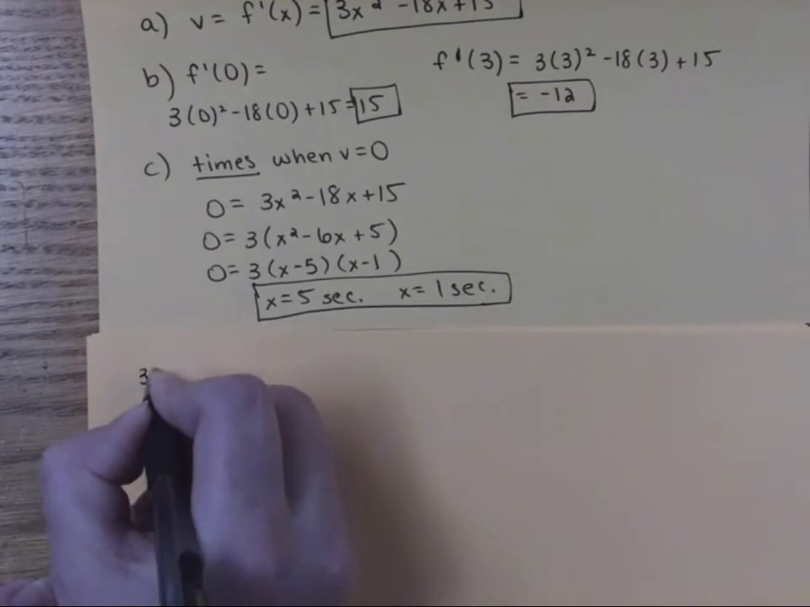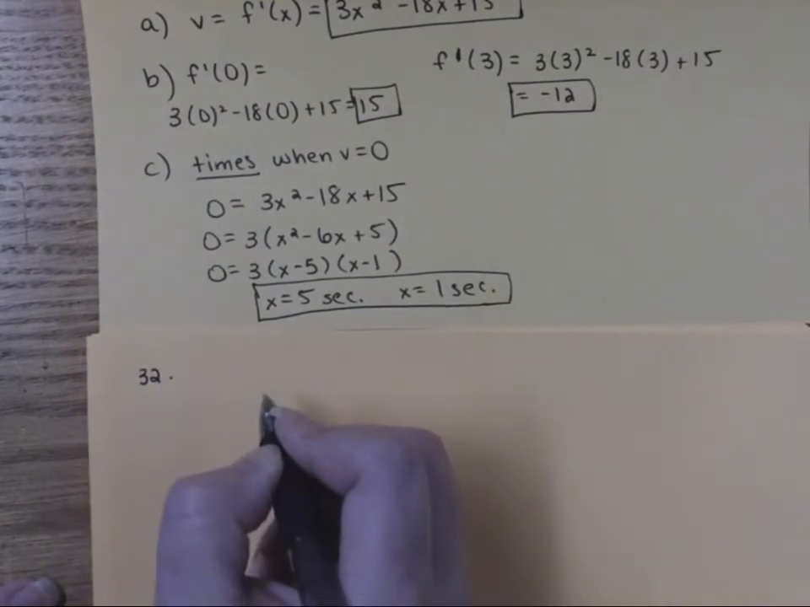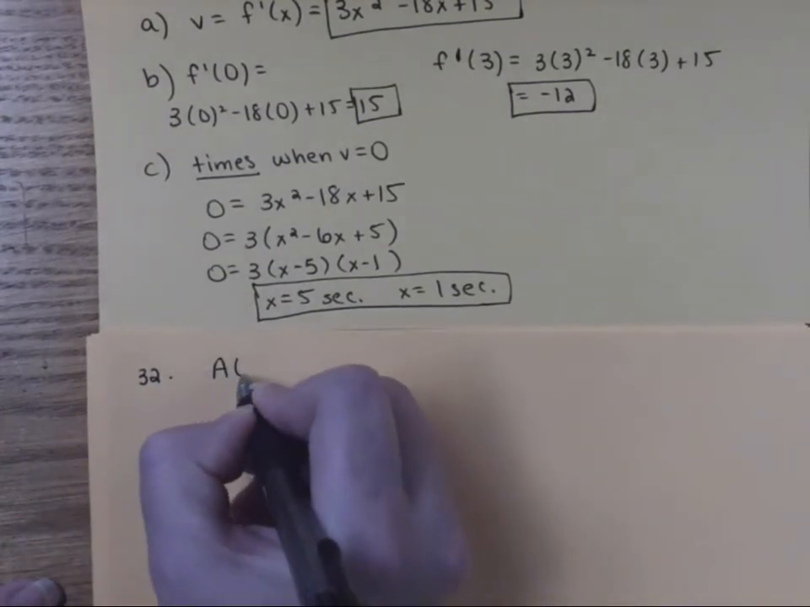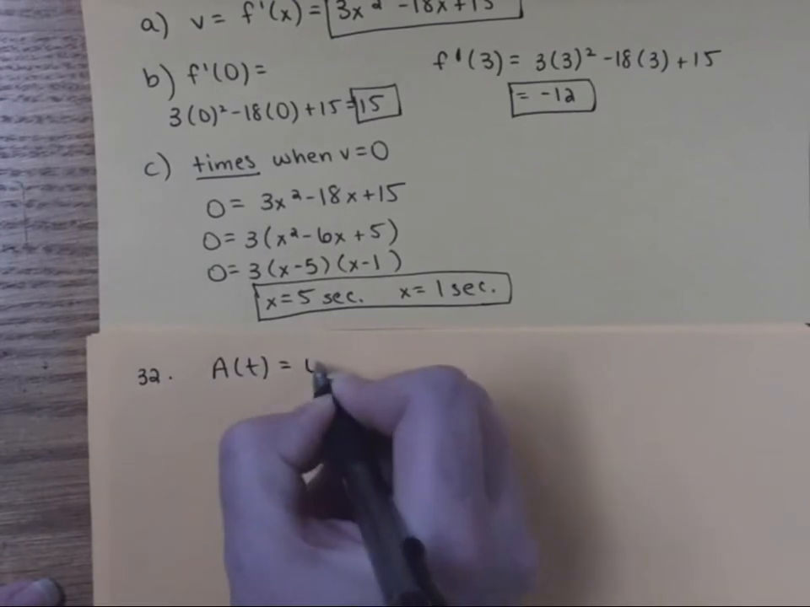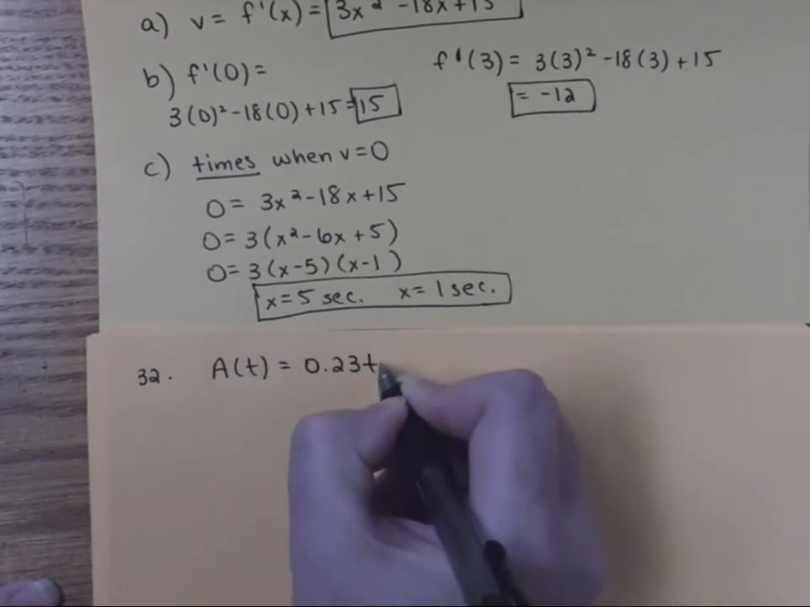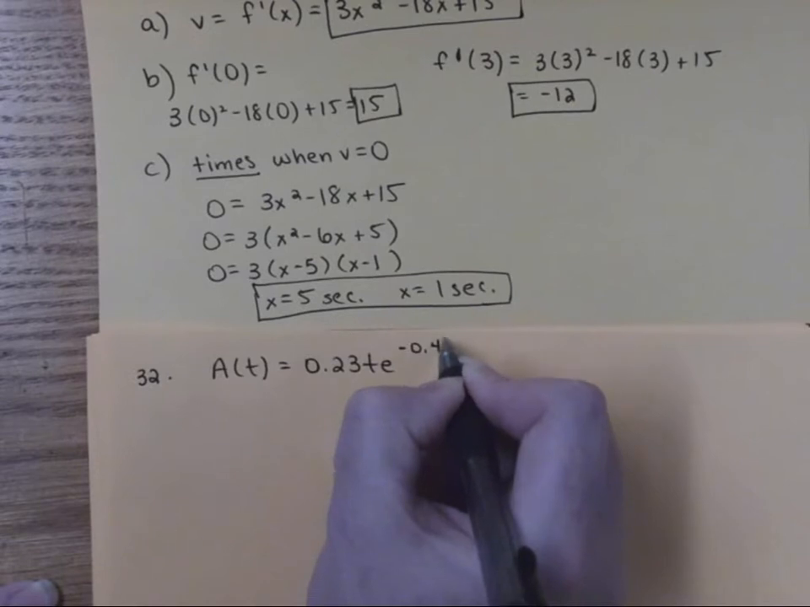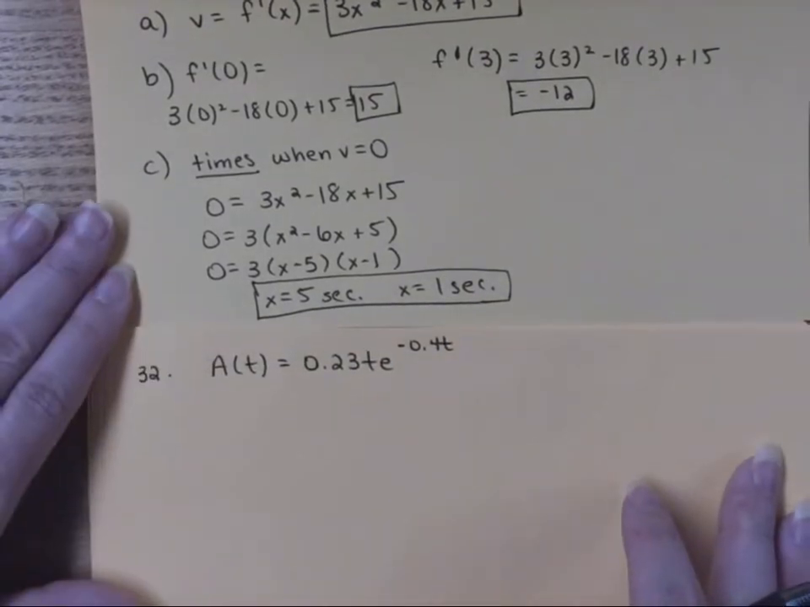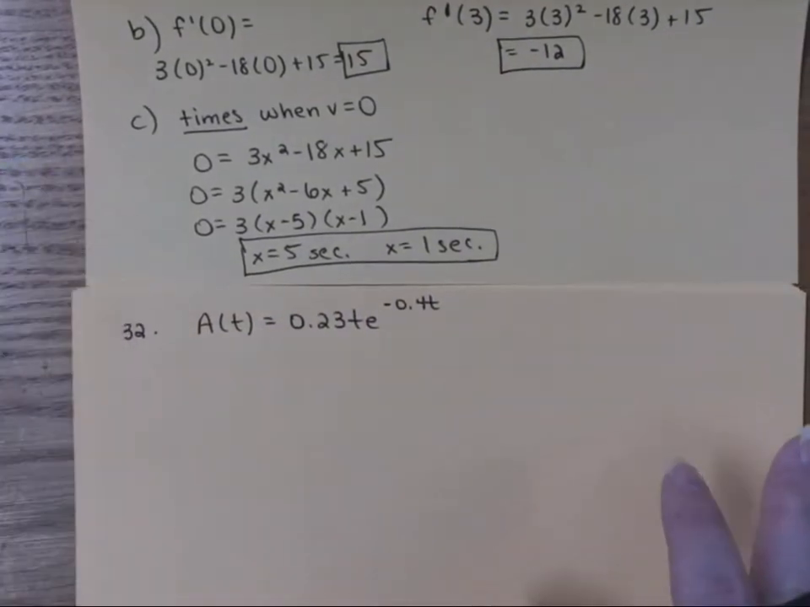Same thing with number 32. You don't really have to know your alcohol to be able to do number 32. You do have to be able to recognize when should I use a derivative versus when should I not. So this is the formula that gives you the absorption rate for 8 fluid ounces of whiskey in your bloodstream.